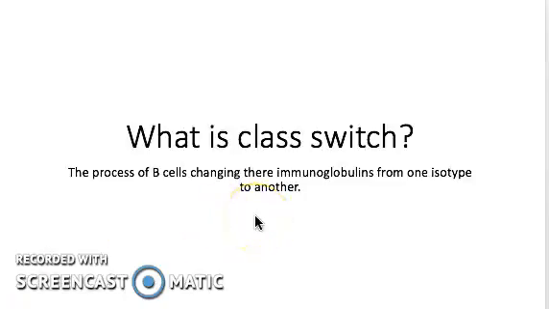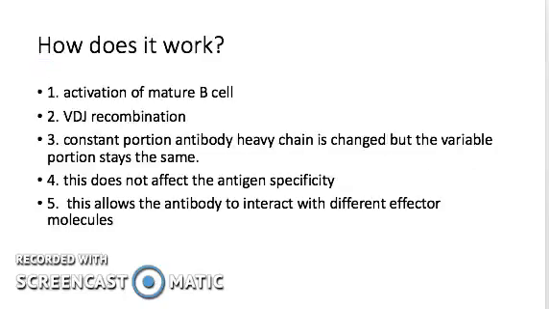What is class switch? Basically, it's the ability of a B cell to change the isotype of its immunoglobulins, like from IgM to an IgG, or IgA, or IgE, whichever immunoglobulin. This is a type of post-transcriptional modification. So, how does it work?